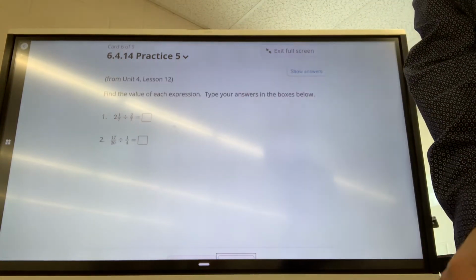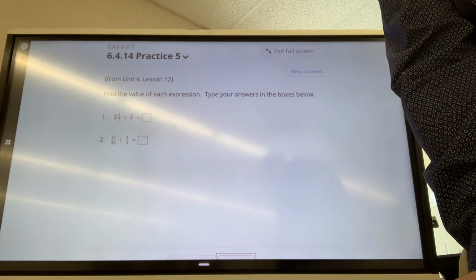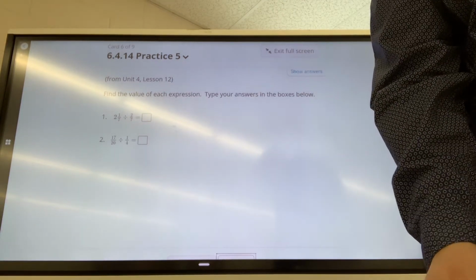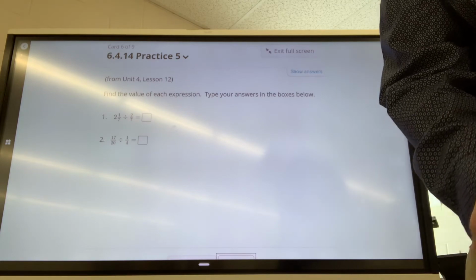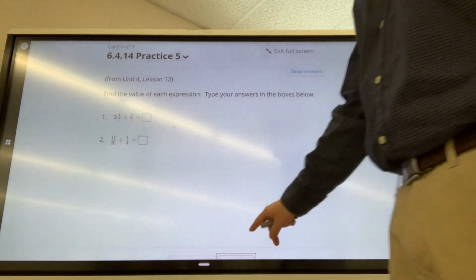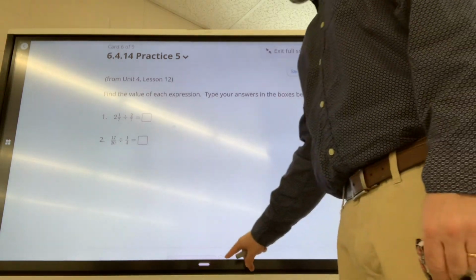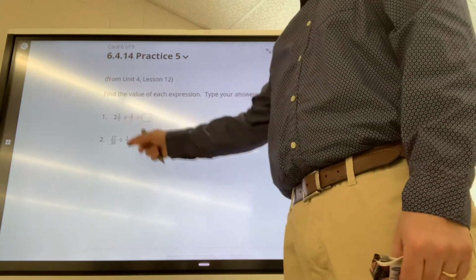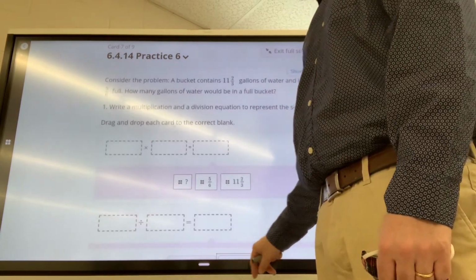Find the value of each expression and just put your answers in there. So again, it could be keep, switch, flip. And again, here you have sevenths already, so it might be a little easier.